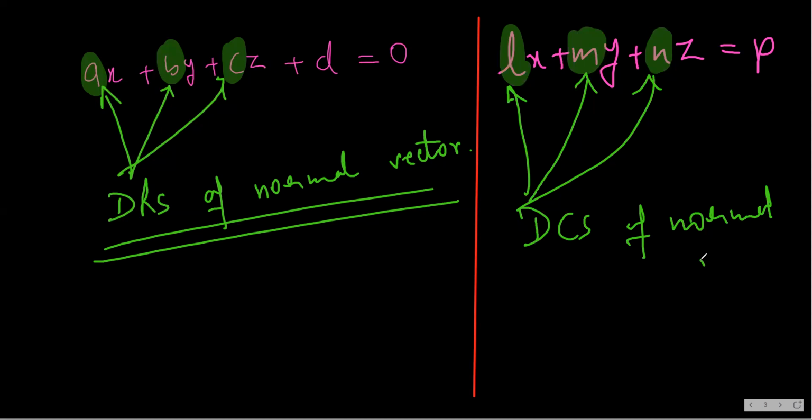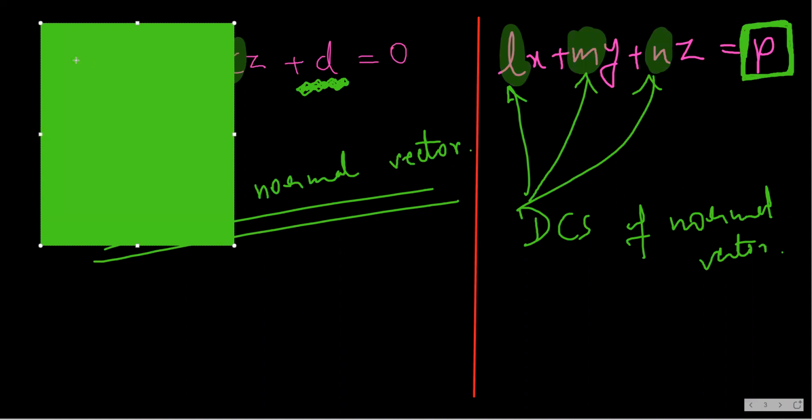And because they are DCs of the normal vector, remember this number is the perpendicular distance from the origin. This number is the distance of the plane from the origin. This number is not the distance here, please, because the coefficients of x, y, z are not DCs, they are DRs. This is a very, very important concept.